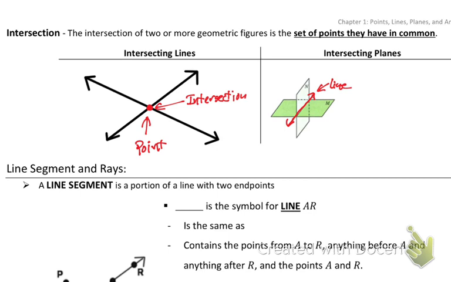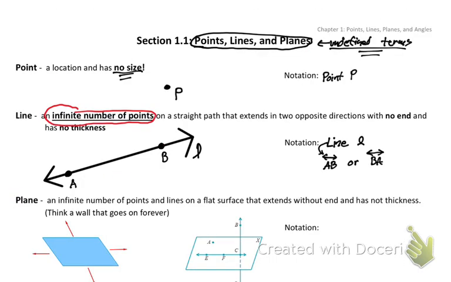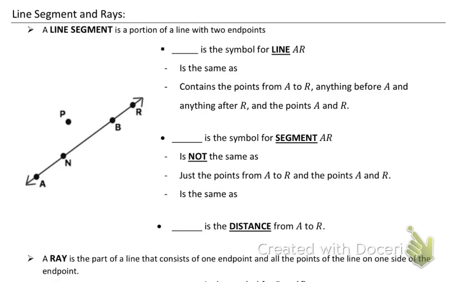So the intersection of 2 planes is always going to be a line. 2 lines intersect at a point, and 2 planes intersect in a line. Now let's go ahead and break some things apart. If you remember, I said undefined terms include points, lines, and planes. That's it. You just need to know those 3 things for undefined terms. These are all defined because they're based upon those original lines, points, and planes.